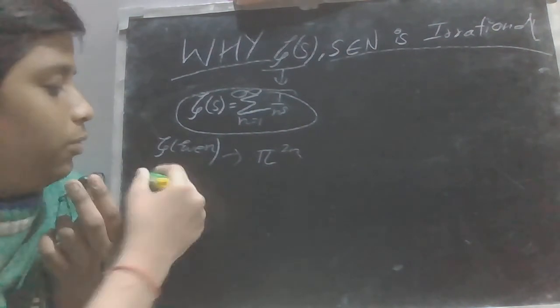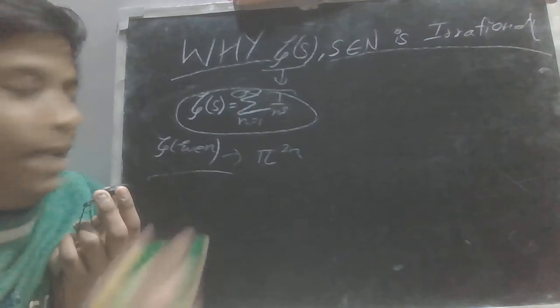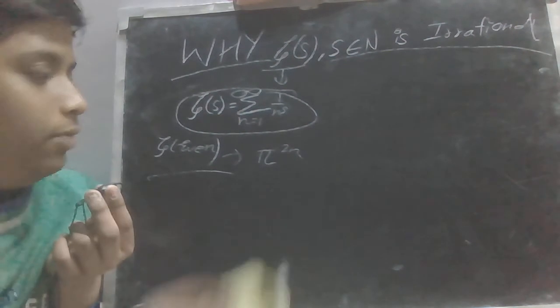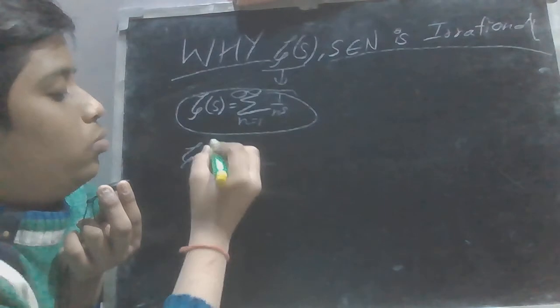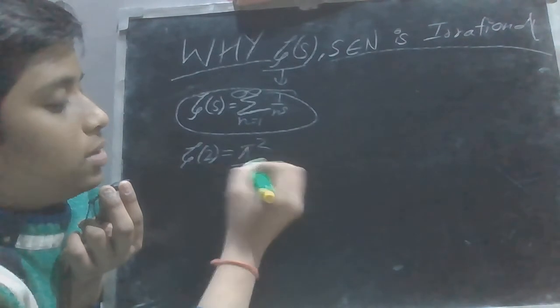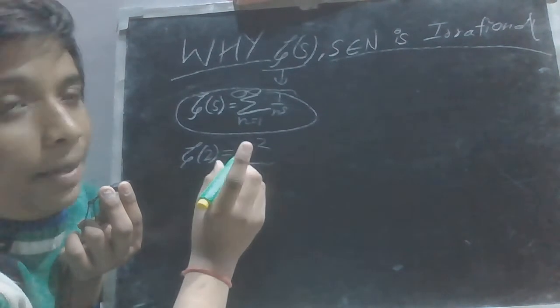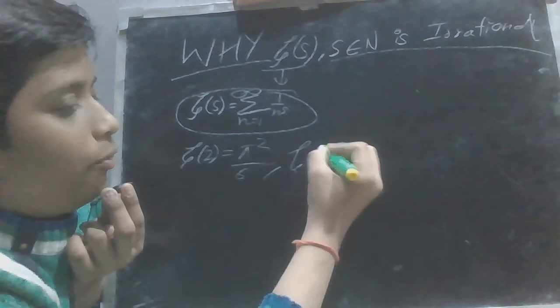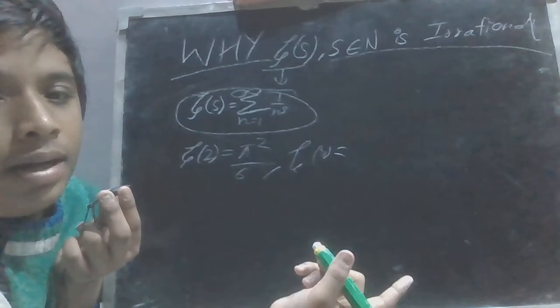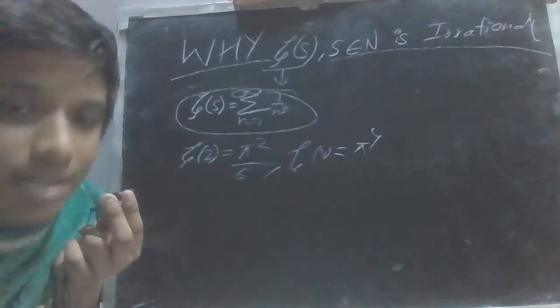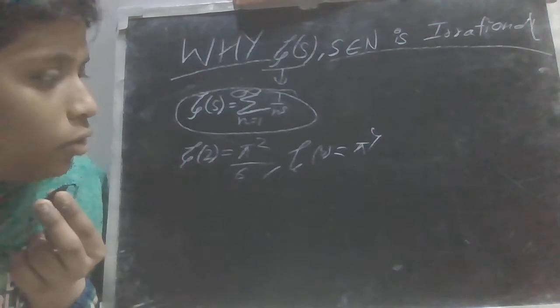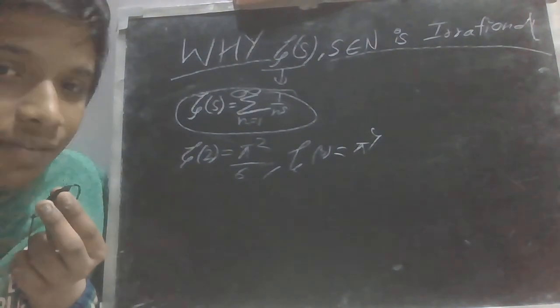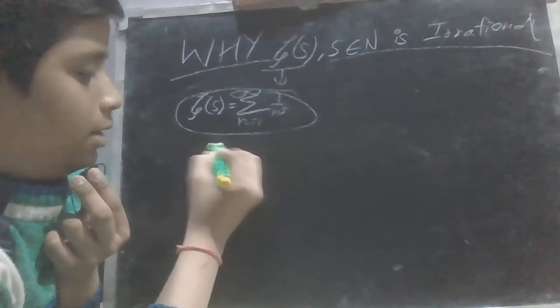There's a formula to find zeta at every even number, and it is in the form of pi to the power 2n. That means zeta at 2 is pi square upon 6. I really forgot the formula, but I remember the value. Zeta at 4 is something, but it is in terms of pi. Okay, so what do you see in every even zeta? Let me write it neatly, I'm really writing like a professor.